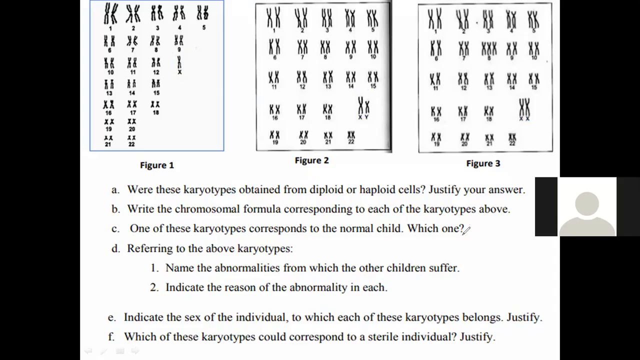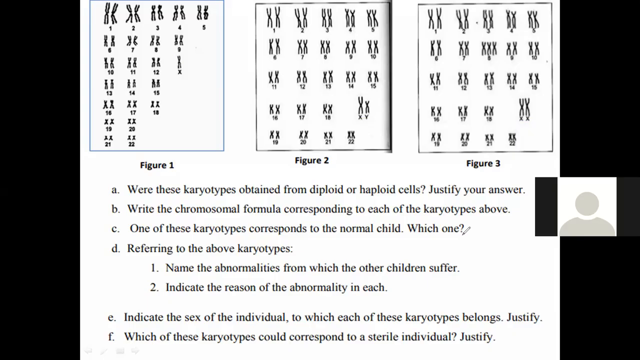Indicate the reason of the abnormality in each. What is the reason? In the first figure, we have a missing sex chromosome. So we have only 1 sex chromosome, which is the X. And this is the reason. While in figure 3, what do we have? We have an additional chromosome on pair number 8. This can be explained: we have 3 copies instead of having 2 copies.